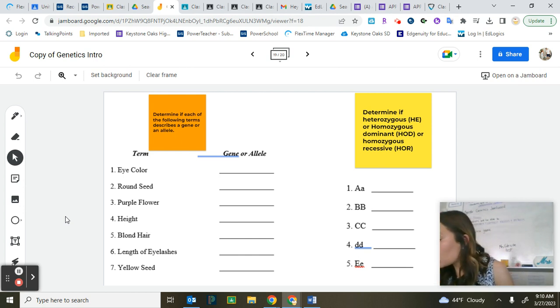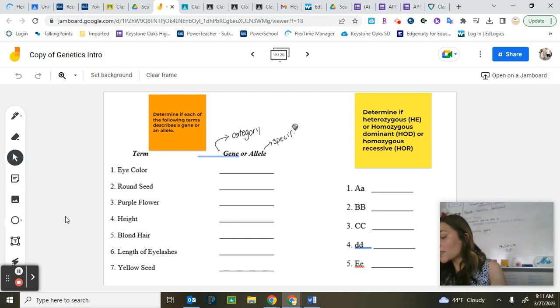So to give you kind of a hint here, a gene is something that is broad. It's a category. Everybody has a gene for freckles or no freckles. But you either have the allele that says you will have freckles or you have the allele that says you won't. So I want you to think of a gene as a category and it's broad. Think of an allele as specific.